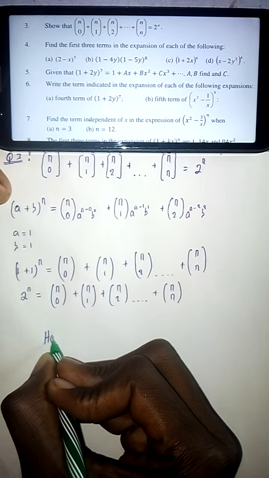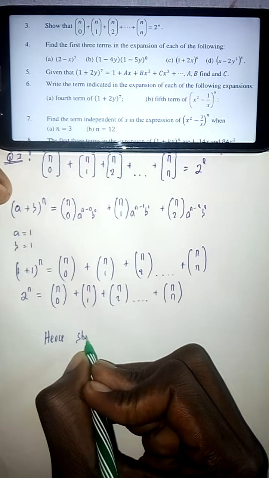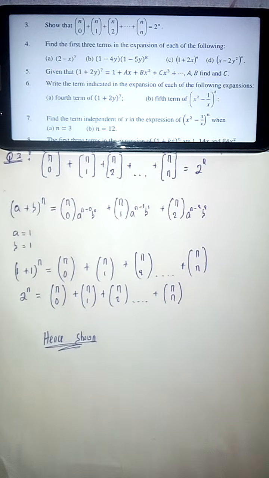Hence shown. Hope everything is clear. This is very simple, actually. We have proved, guys. Let's move to the next question.